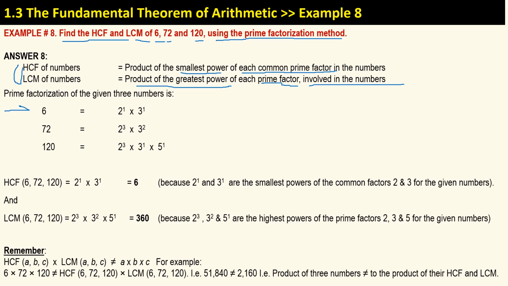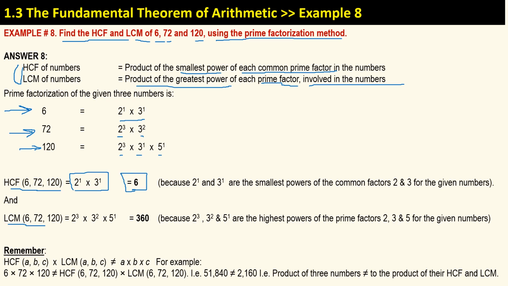So now let's carry out the prime factorization of 6, which is equal to 2 raised to power 1 multiplied by 3 raised to power 1. 72 can be factorized into its primes as 2 raised to power 3 multiplied by 3 raised to power 2, and then 120 will go into 2 raised to power 3, 3 raised to power 1, and 5 raised to power 1. So the HCF of these three numbers will be 2 raised to power 1 multiplied by 3 raised to power 1, which is equal to 6.